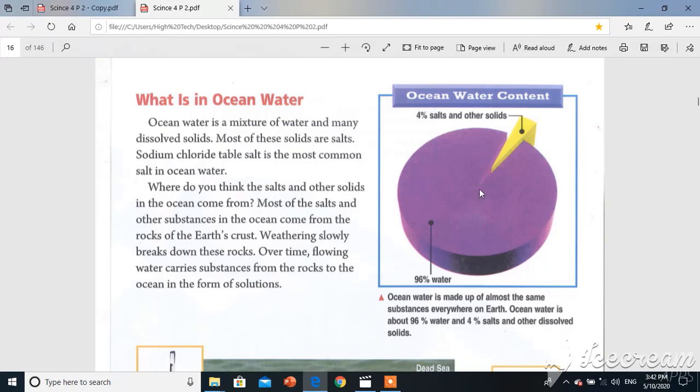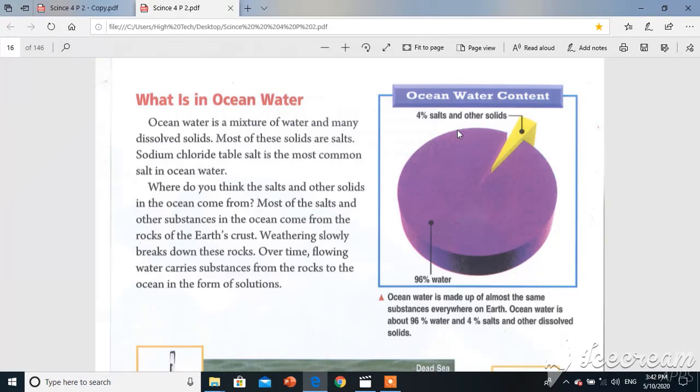Look at this picture, students. Ocean water consists of two main parts: it is a mixture of water and many dissolved solids. About 96% of ocean water is water, and 4% is salts and other solids. Don't forget that, keep it in your mind, it's very important.